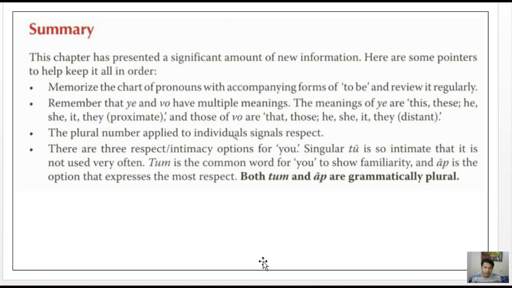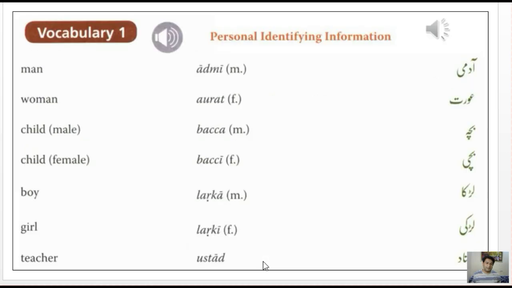The plural number applied to an individual signals respect. There are three respect and intimacy options for you. Singular tu is so intimate that it is not used very often. Tum is the common word for you to show familiarity, and aap is the option that expresses the most respect. Both tum and aap are grammatically plural.